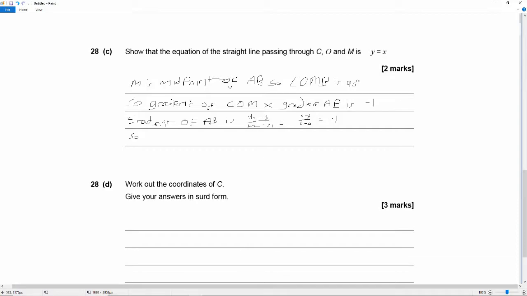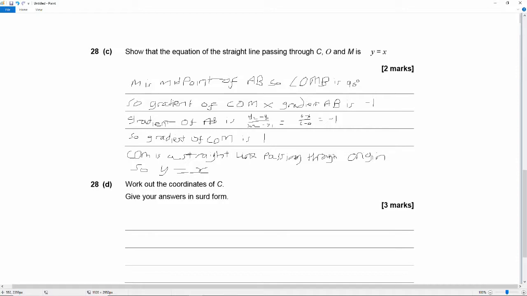So gradient of COM is 1. COM is a straight line passing through the origin. So y equals x.